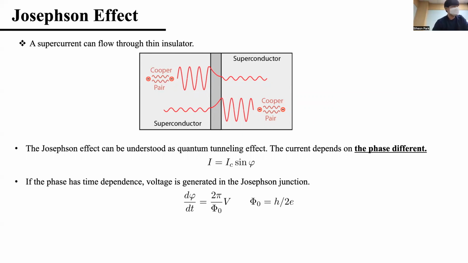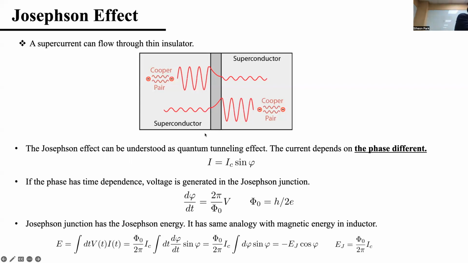And the current is obtained from the phase difference. Superconductor 1, superconductor 2, the superconductors have different phases, phi1 and phi2, and the phase difference phi is phi1 minus phi2. And if the phase has time dependence, there is a voltage difference. The voltage difference can be calculated by the differentiation of the phase.